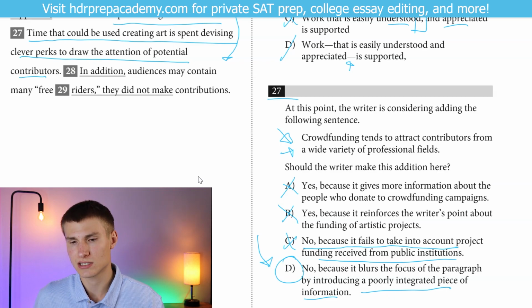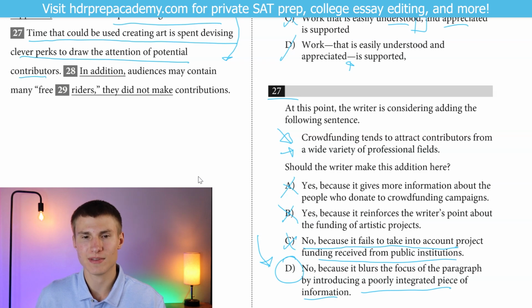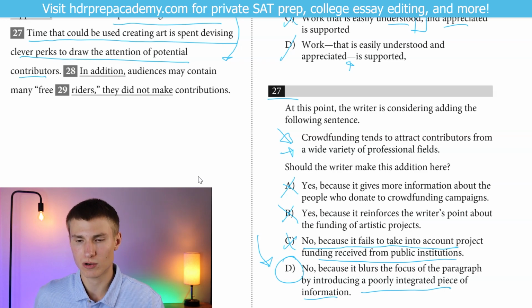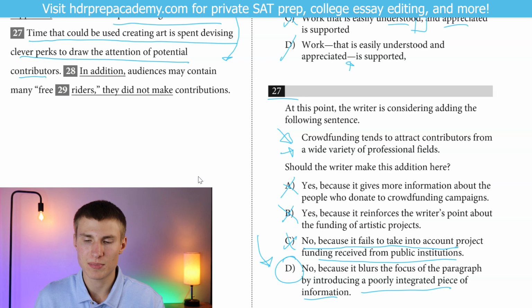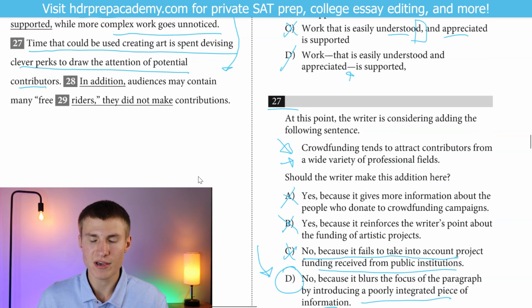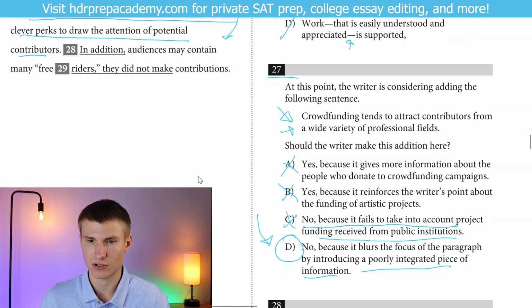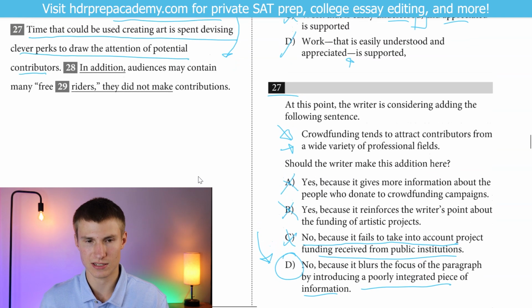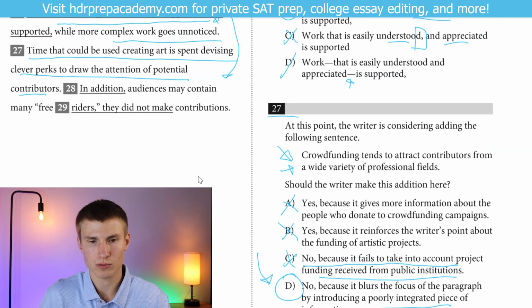Because you might look at C and say, okay, that could be true, but at the same time, that's not the reason that we don't want to add it. The reason that we don't want to add it is because we'd be blurring the focus of the paragraph. So make sure you do read all the answer choices when dealing with a question like that, where you're asked to add, keep, or delete a sentence, something like that. All right, now we got 28.